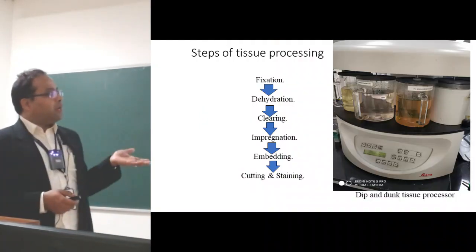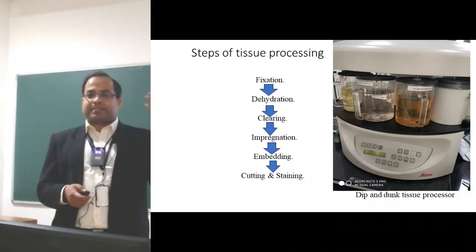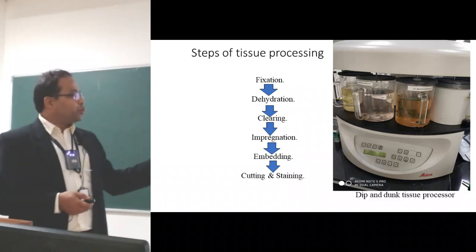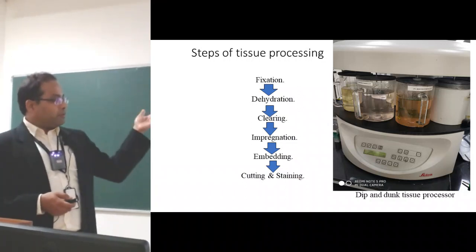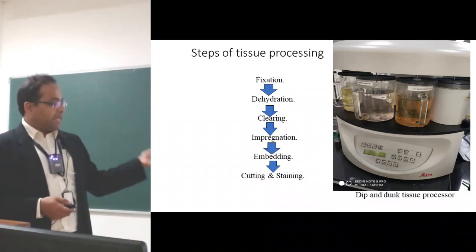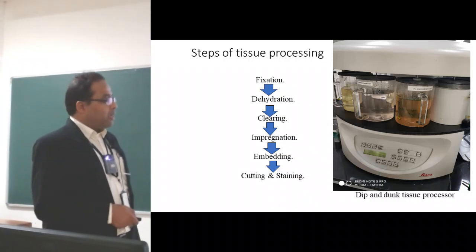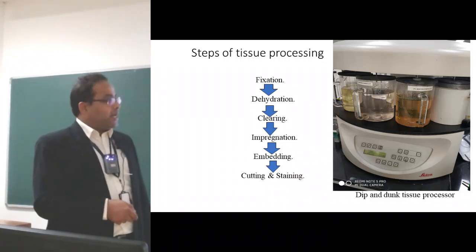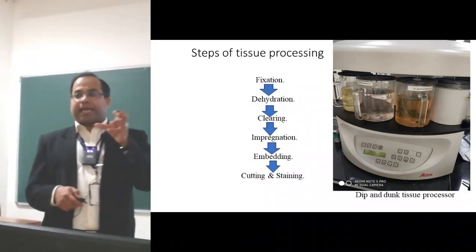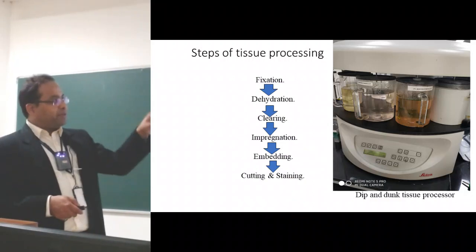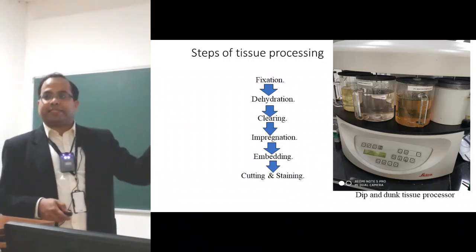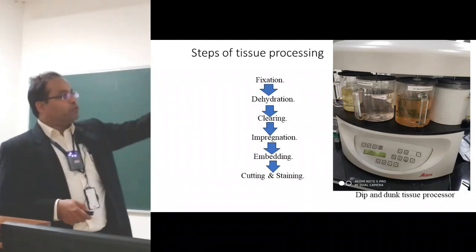Once we gross the tumor, the pieces are put into cassettes, as I showed before. The cassettes go through the different steps of tissue processing, starting with dehydration, clearing, and then impregnation, embedding, cutting, and staining. This is one of our deep and down tissue processors. In this one, there is a rack containing the cassettes, and they go into different containers at a pre-designated time scale and move from one to another.